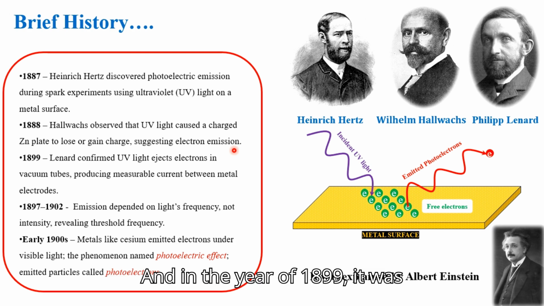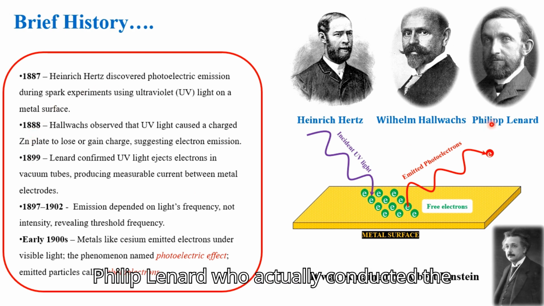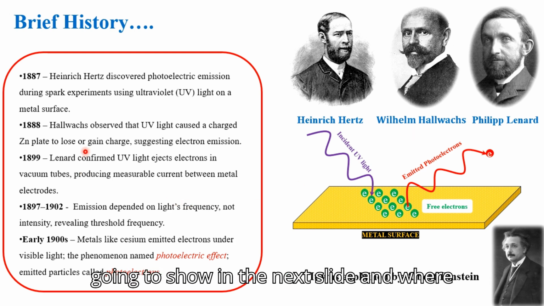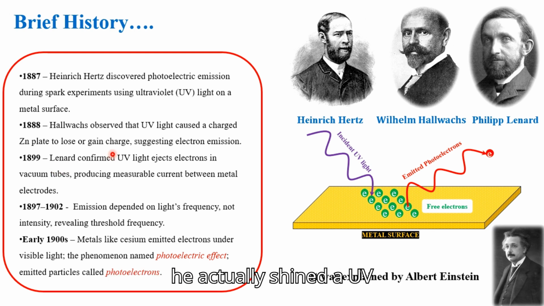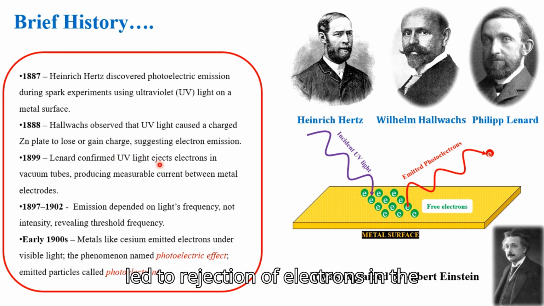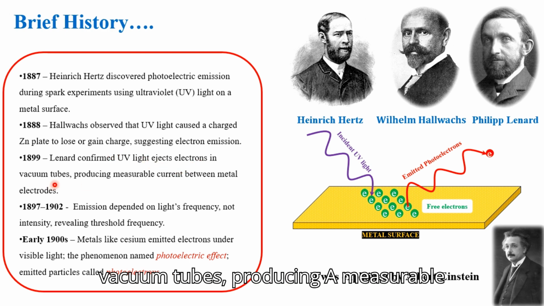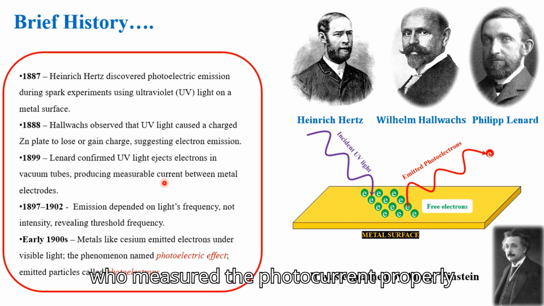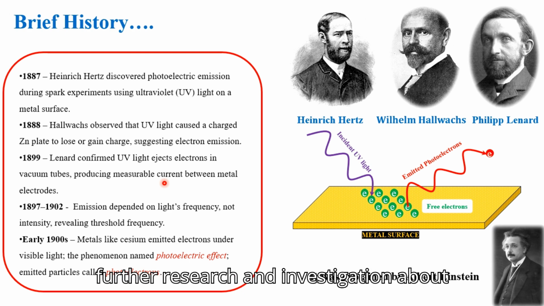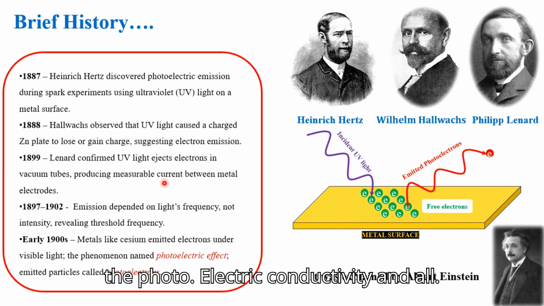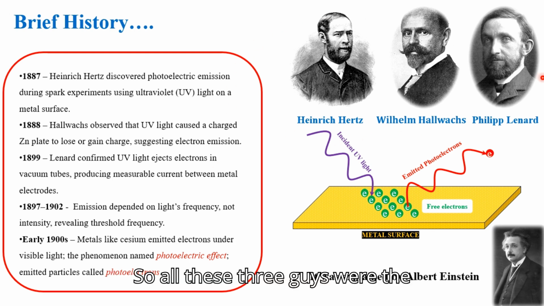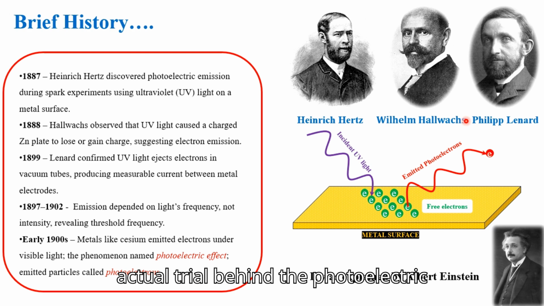And in the year 1899, it was Philipp Lenard who conducted the experiment, the setup that we are going to show in the next slide, where he shined UV light onto a metal plate, which led to ejection of electrons in the vacuum tubes, producing a measurable current. Basically, he's the one who measured the photocurrent properly, which led to further research and investigation into photoelectric conductivity. All these three were the actual trio behind the photoelectric effect.